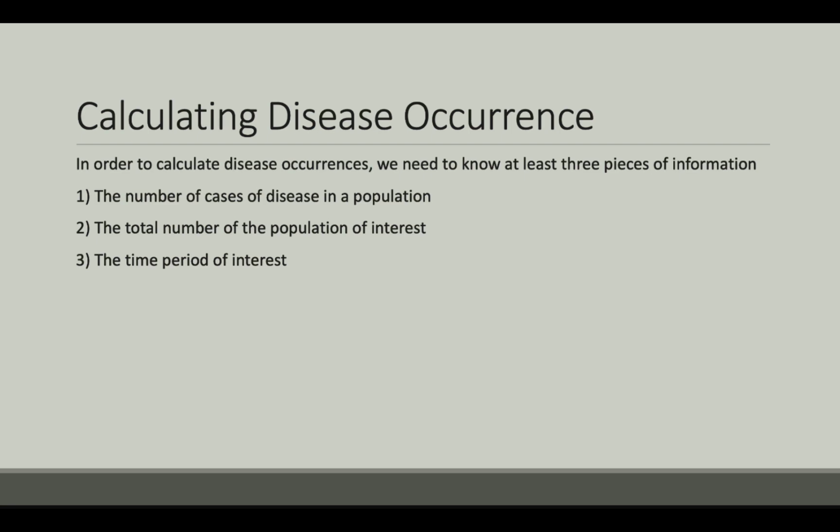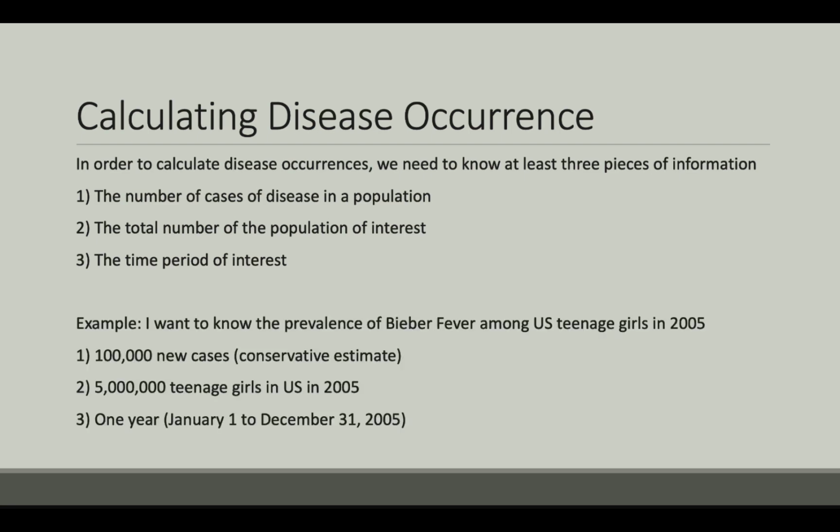In order to calculate disease occurrences, we need to know at least 3 pieces of information: the number of cases of disease in a population, the total number of the population of interest, and the time period of interest. So I'm going to use this example where I want to know the prevalence of Bieber fever among U.S. teenage girls in 2005. So first, I know that there are 100,000 new cases, and there are 5 million teenage girls in the U.S. in 2005. And my duration is I'm looking for new cases over a 1-year duration.